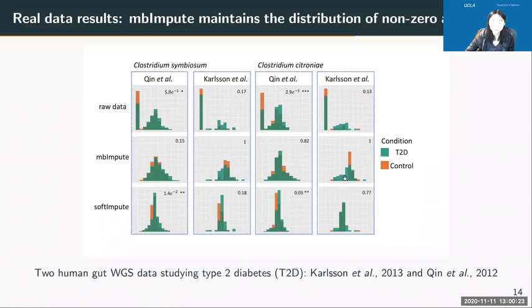So what's encouraging to us is that you see the distribution for the non-zero part in the raw data are very well preserved. And if we compare with the general method soft impute, we see some changes. Soft impute actually introduced some spikes here, while mbImpute doesn't have this issue. So our hypothesis is that soft impute is a low rank matrix factorization based method. So this spike is probably due to that nature, but this is subject to our future investigation.